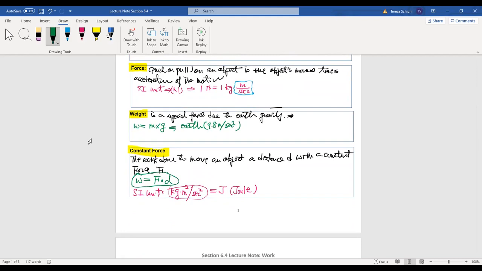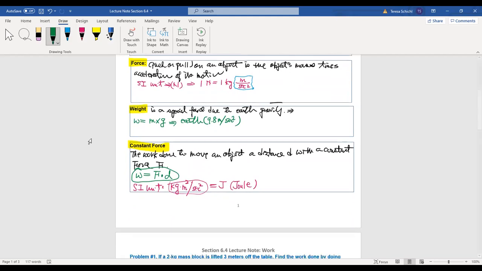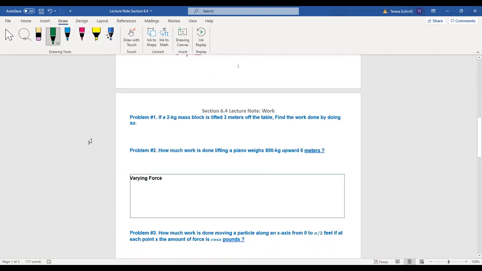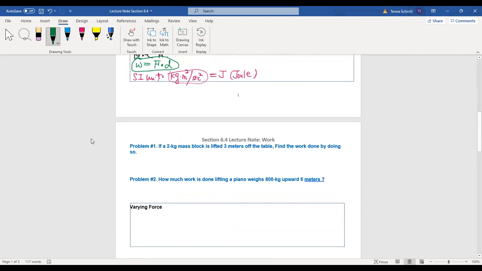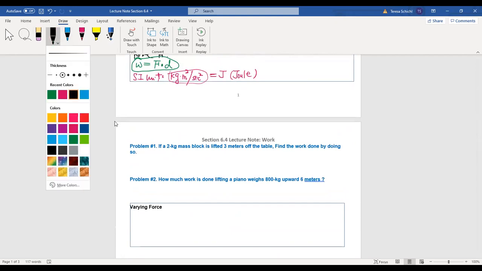All right. Then the next thing we're going to talk about is what happens if your force is not constant. What do we do here? Okay, so let's take a look at the first example, which is very easy. Let's say a 2 kilogram mass block is lifted 3 meters off the table. What is the work done by doing so?